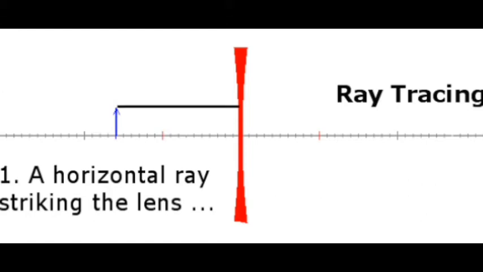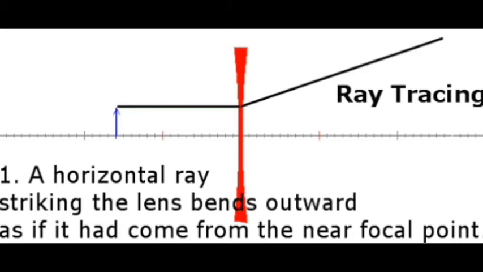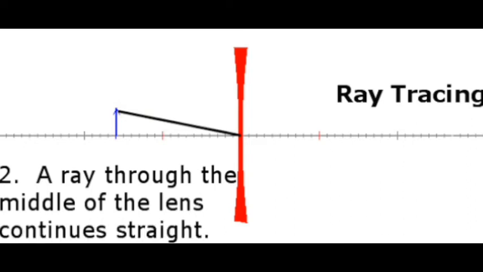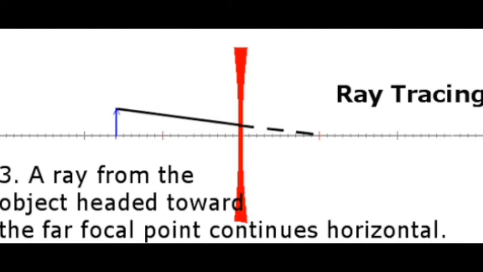In that, first, the horizontal ray which is striking the lens bends outwards, because it is a diverging lens, as if it had come from the near focal point. Second, a ray through the middle of the lens, when it strikes the lens, continues in a straight line without disturbance. Third, a ray from the object headed toward the far focal point continues horizontal.